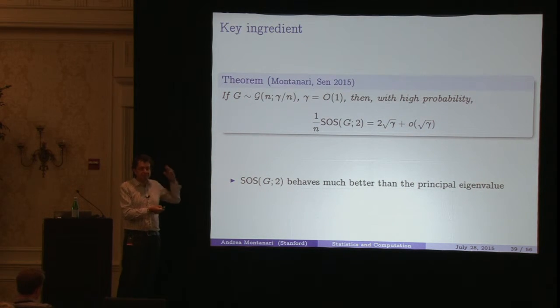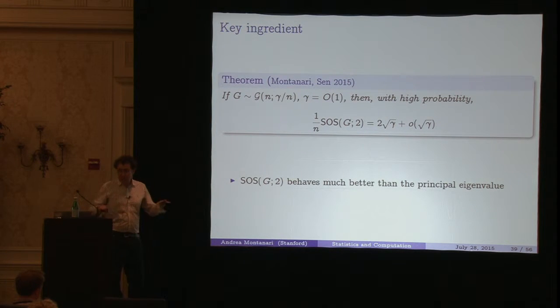This is very different from what happens to the spectral relaxation for this graph. Spectral relaxations work very badly, but SOS works very nicely because it kind of spreads the eigenvector. You add this additional constraint on the diagonal that forces the eigenvector to be bounded.